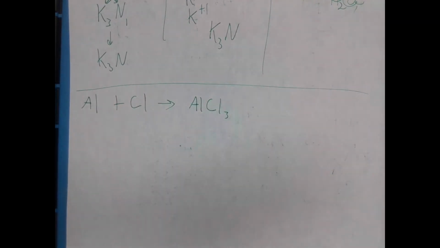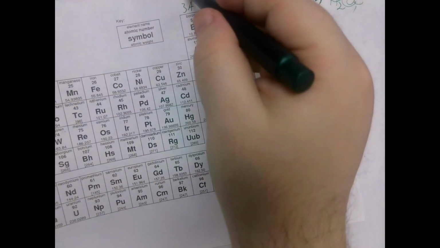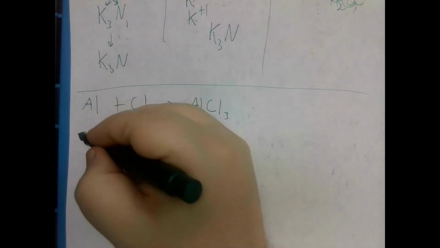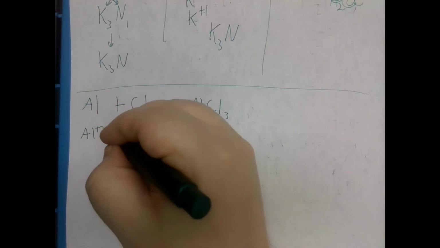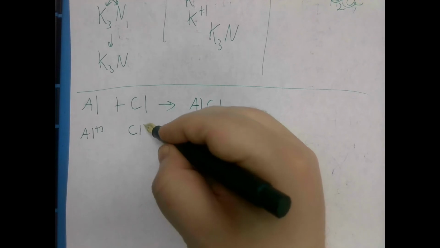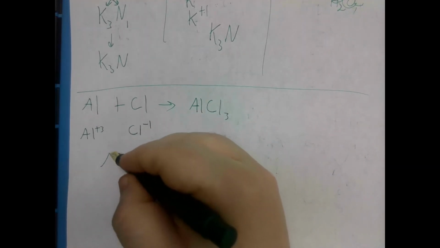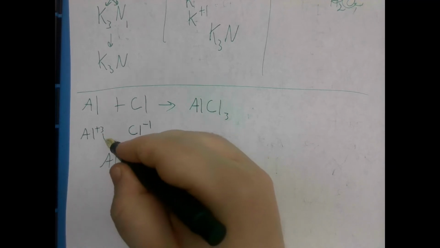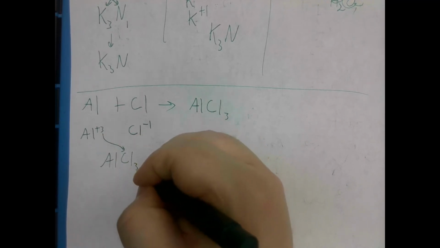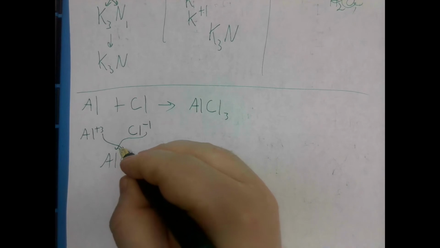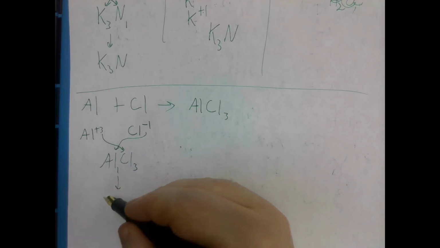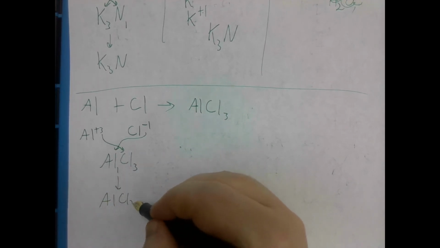So aluminum is +3. I just wrote down what chlorine is, -1. So crisscross, the 3 is going to come to the chlorine. The 1 is going to come over here. We erase the 1.